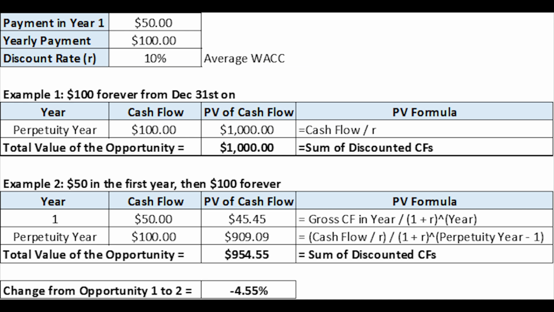We can update this example to use a discount rate that's more appropriate for stocks, which have some risk associated with them. For simplicity, we'll say this is 10%. It's likely closer to 8% given a concept called the equity risk premium, but don't worry, we'll cover the complex version of this lesson later on. Using 10%, we see a negative 4.55% change in the value of the two opportunities.